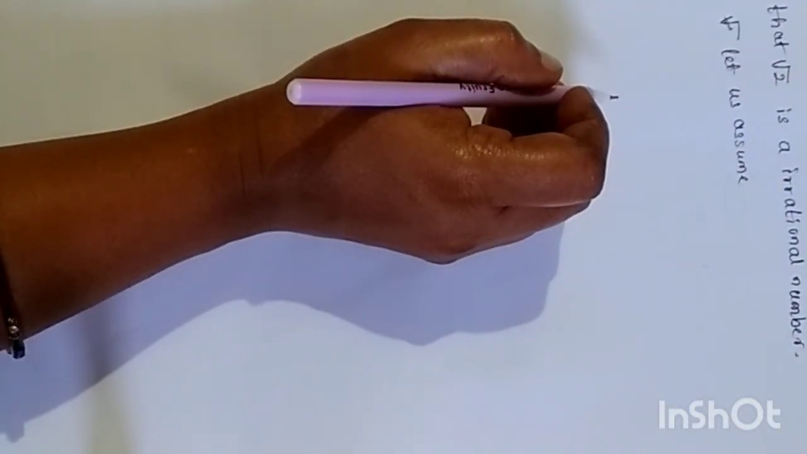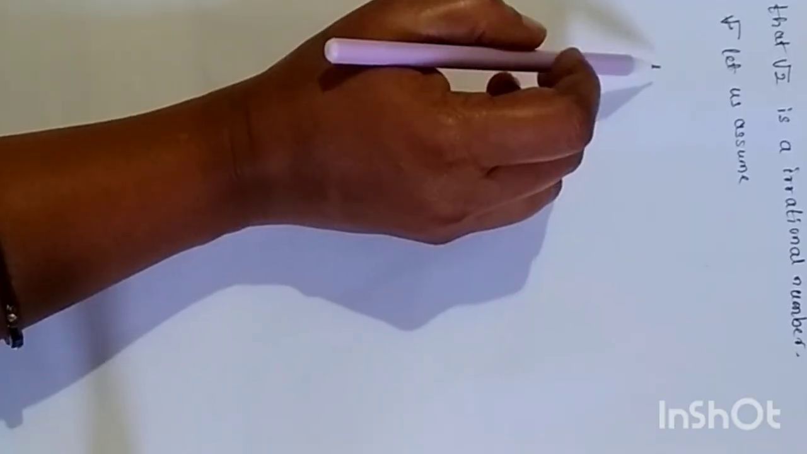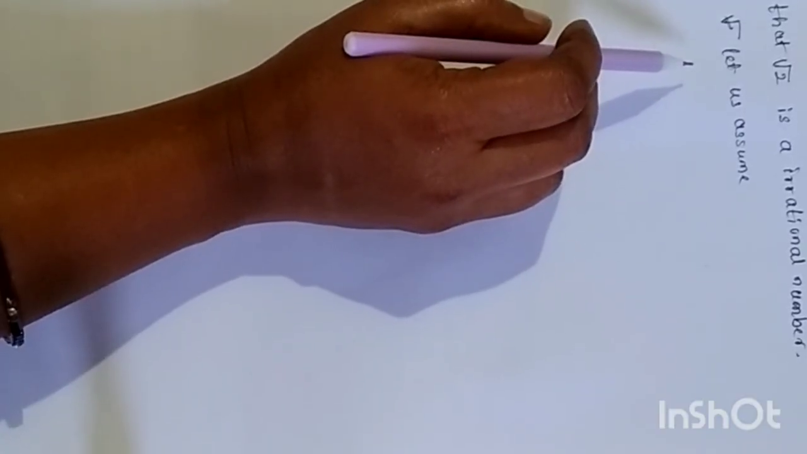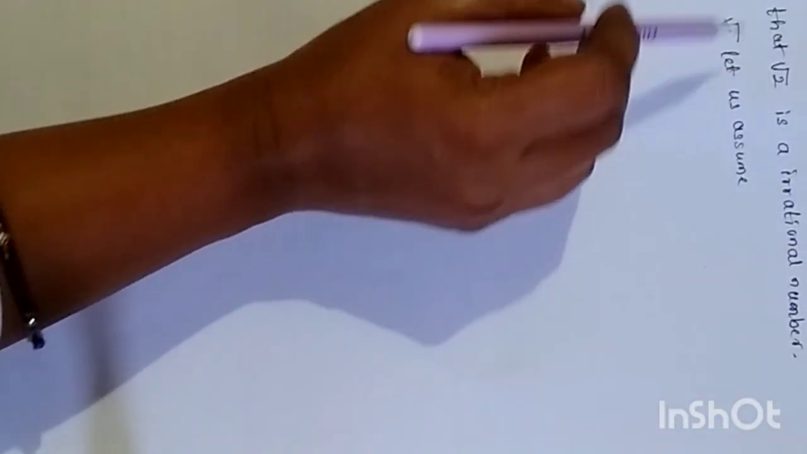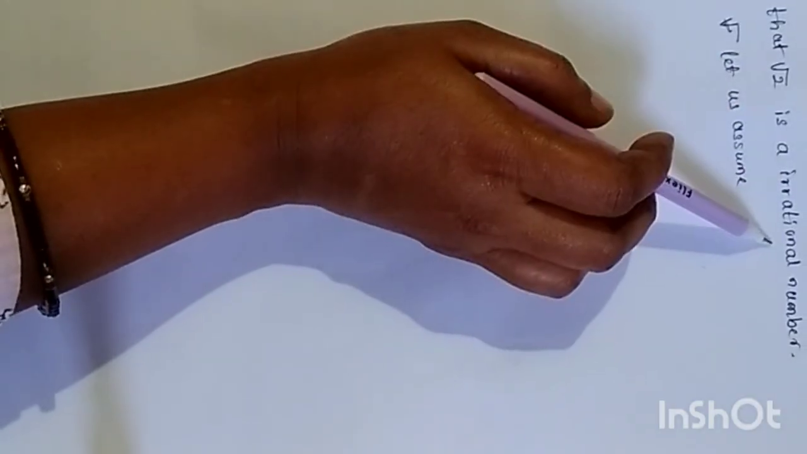Today we are going to prove that root 2 is an irrational number. This is a very important question for the exams, so listen carefully. Question is, prove that root 2 is an irrational number.